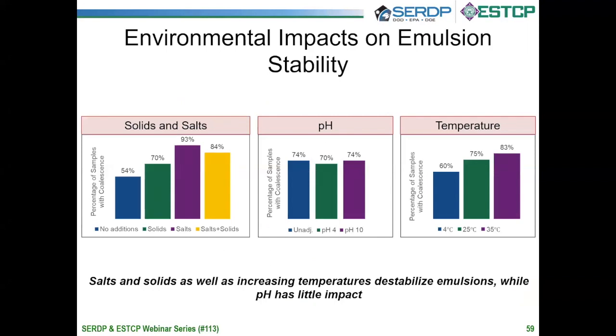Consistent with literature, we saw that salts and solids, as well as increasing temperatures, destabilize our emulsions, but pH had little impact. We think this is likely due to the buffers and other components that exist in bilge or in the commercial surfactants.